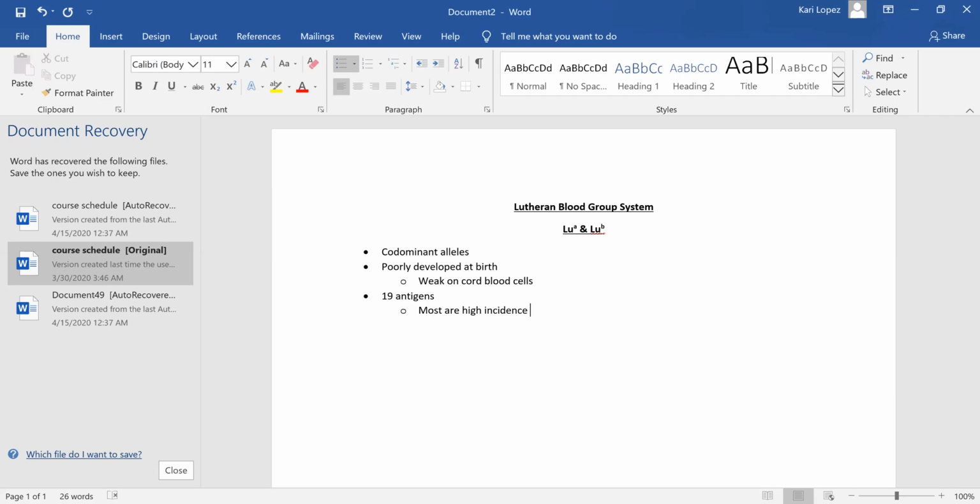High incidence. What does it mean when they say an antigen is high incidence? Is someone more likely to die or something, or is it more common? It's going to be more of the population are likely to have it. There you go. Okay, that's cool.